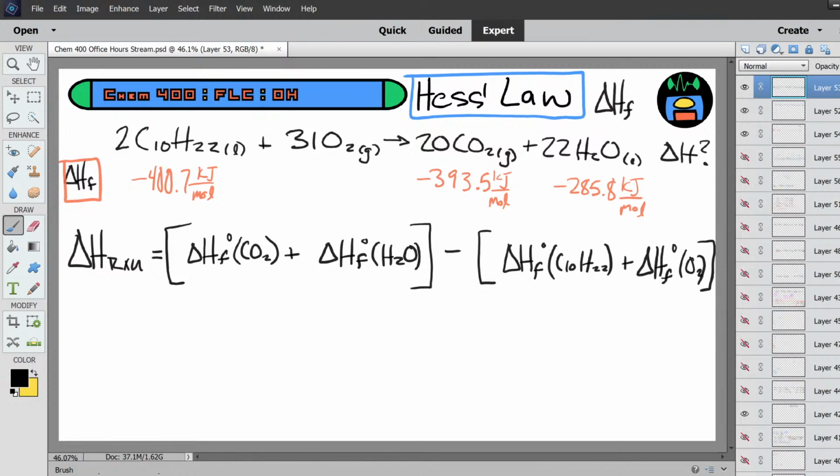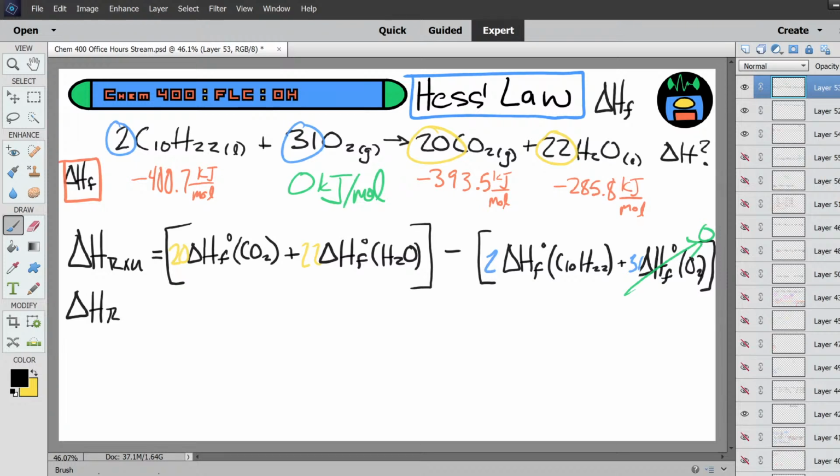You'll recall that I said the delta H of formation tells you the energy released when 1 mole forms. Well, you have to ask yourself how many moles of each thing forms in this reaction. For CO2, you're making 20 moles, so we need to multiply this by 20. For water, we make 22 moles, so we got to multiply that delta HF by 22. For C10H22, we make 2 of them, so we multiply that delta H of formation by 1. Oxygen, we consume 31 of them, but remember, oxygen's is 0 kilojoules per mole anyway, so it won't matter because that is just with 0.